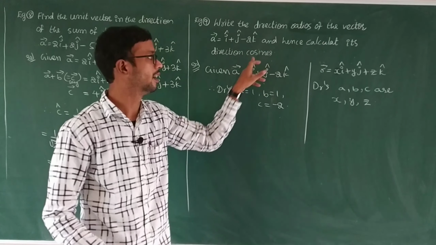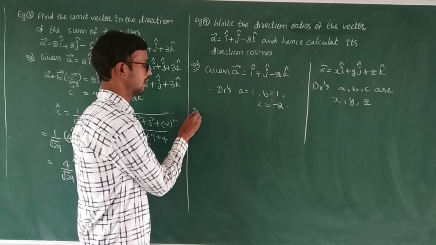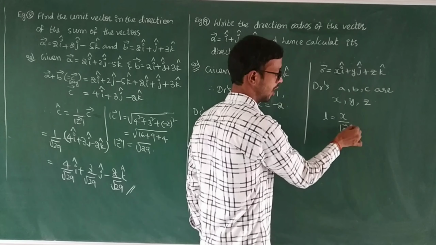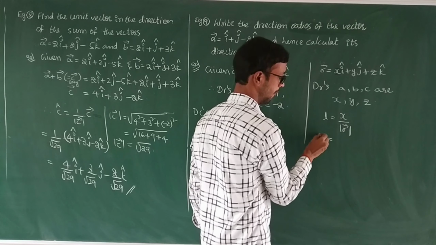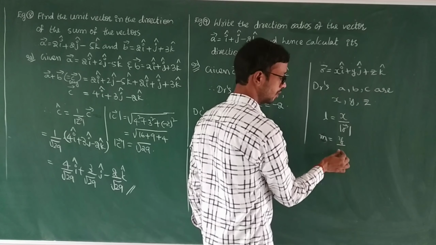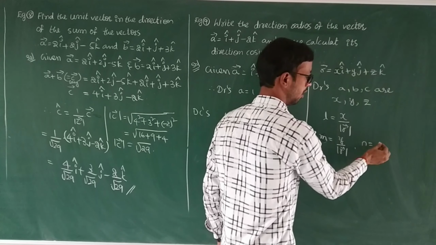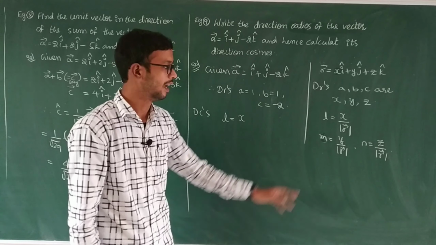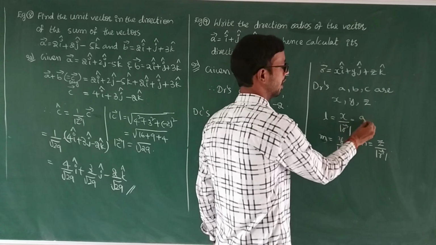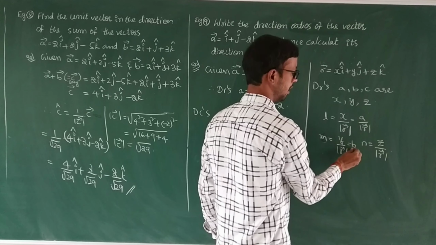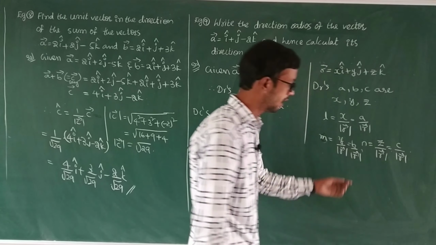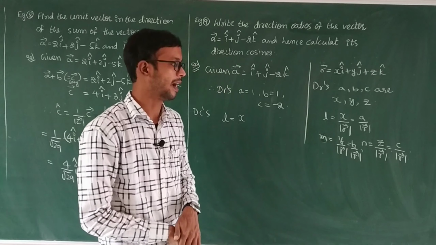And hence calculate its direction cosines also. The direction cosine formulas we discussed already. l equal to x by magnitude of r bar, m equal to y by magnitude of r bar, n equal to z by magnitude of r bar. x, y, z is nothing but a, b, c, the direction ratios. Here r bar is a vector, so we wrote magnitude of r bar.